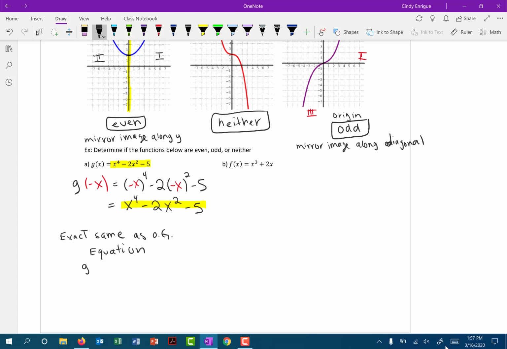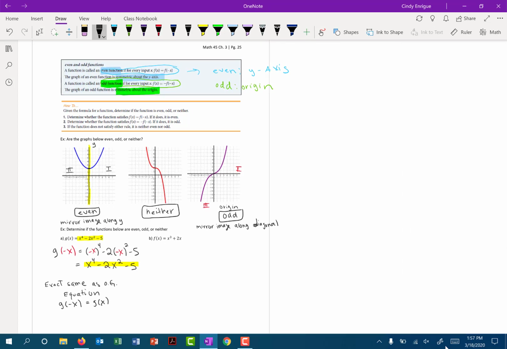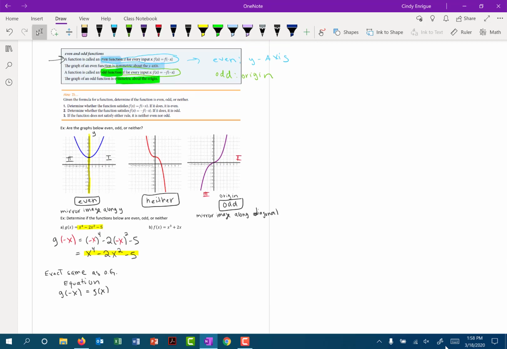So I can see that g of negative x is the same as g of x. So if I'm looking at my definition, I can see that f of x is equal to f of negative x. That's this first one over here. So whenever I plug in a negative x, I get back my original function. So since that's the case, I know that this is going to be even, since I'm looking at that definition. Okay, so now let's see what happens with our next one.